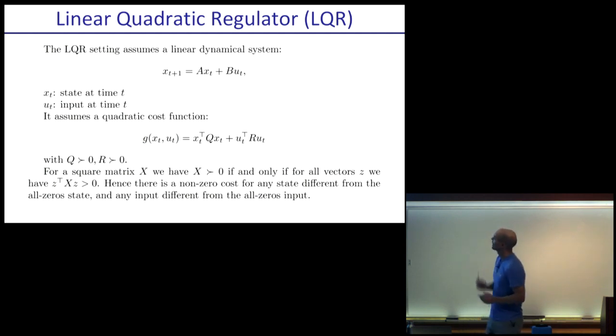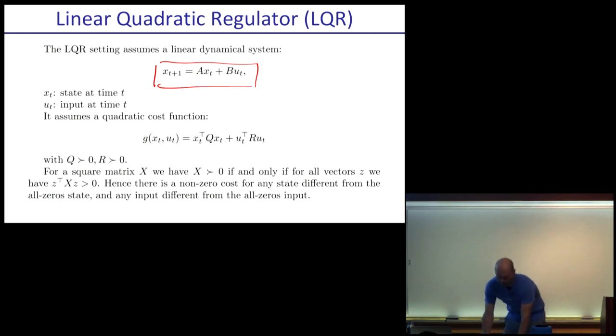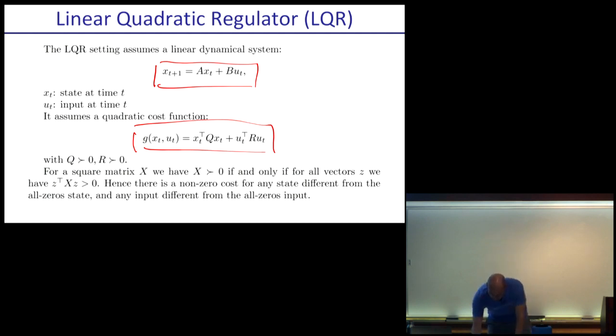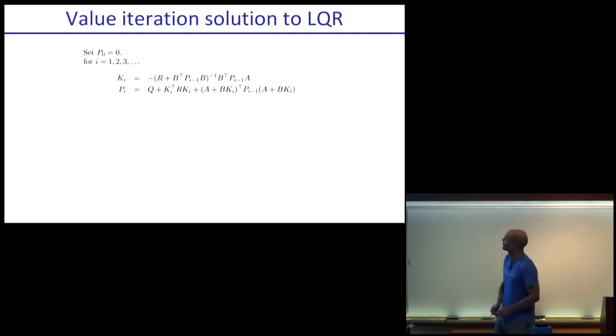We looked at the linear quadratic regulator, which had some very specific assumptions, namely a dynamical system of a very specific form, x_{t+1} = A x_t + B u_t, so a linear system, and a very specific cost function, a quadratic that's bowl-shaped with a clear minimum. And we saw that you can actually find a solution to this problem.